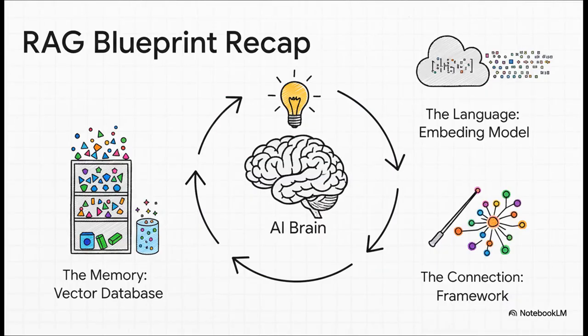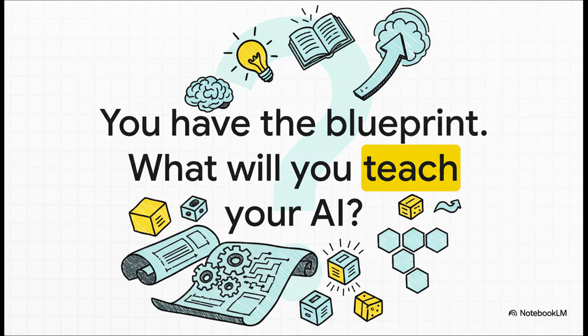So, there it is. That's your blueprint for building an AI's custom brain. It's really just 3 things. You need the long-term memory, that's your vector database. You need the universal language, that comes from your embedding model. And you need the central nervous system to connect it all, which is your framework. These are the fundamental building blocks. And with them, you literally have the power to create a specialized expert on any topic you can imagine. So, the only question left is, now that you have the blueprint, what are you going to teach your AI?